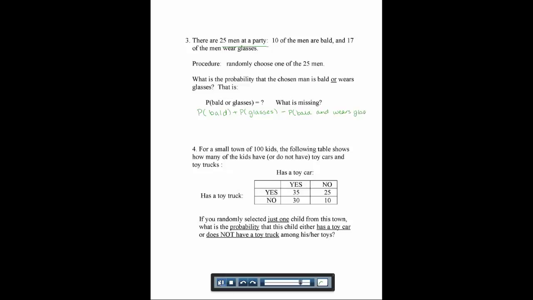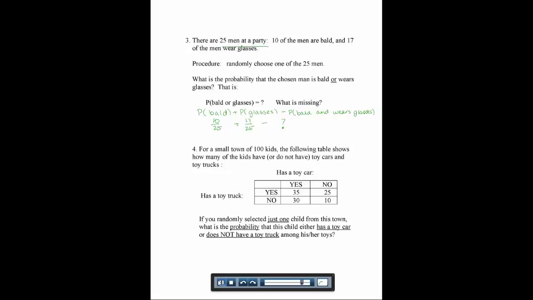So now you might see we're missing some information. We know that 10 out of 25 of them are bald, and 17 out of 25 of them wear glasses, but we don't know how many are bald and wear glasses. So that's our problem. And you can see that we know at least a couple of them do, because if we added these, we'd get 27 out of 25, which is more than one, can't happen. So to actually do this problem, we're missing some information. We can't do it. So you do have to be careful about when things are disjoint.